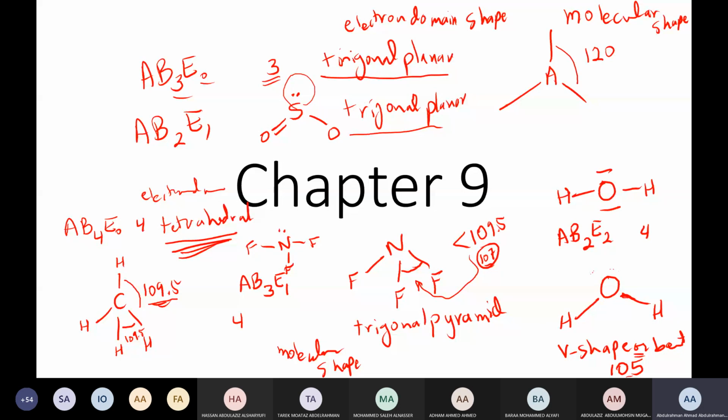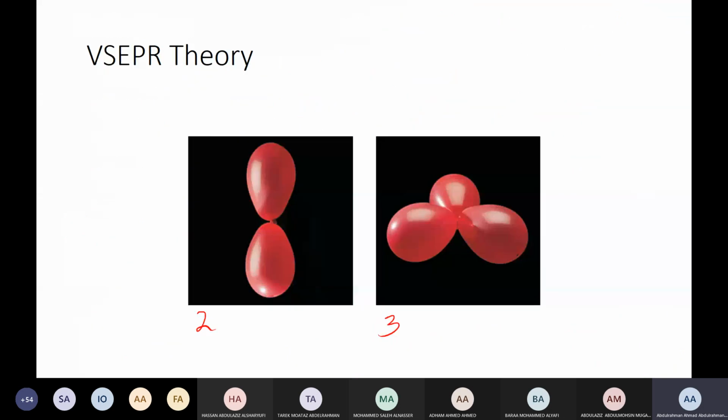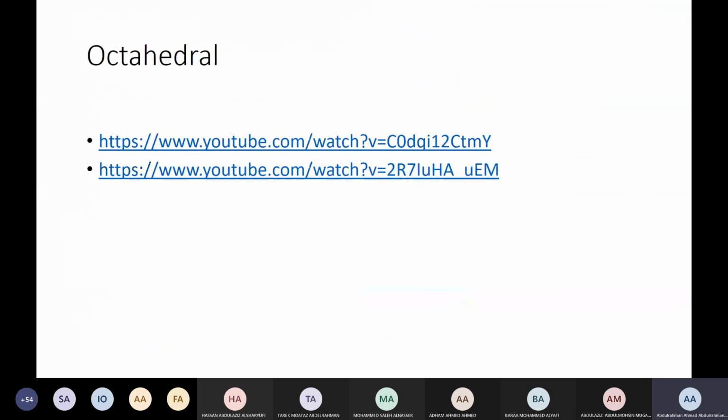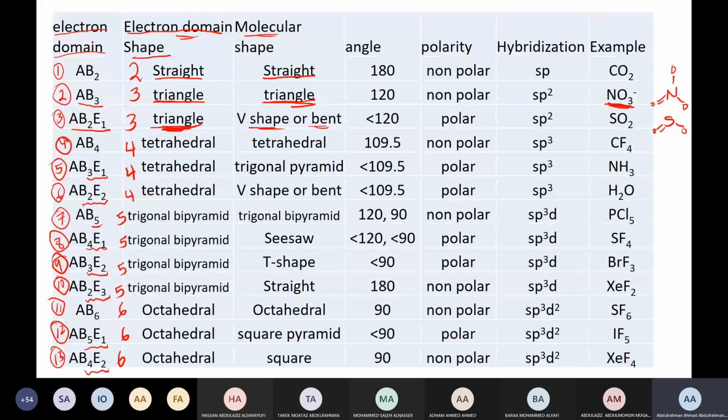Is this clear? You remember in SO2, which had one lone pair, what's the molecular shape? V shape or bent, but what's the angle? Less than 180. 120, exactly. I hope this is clear. Good. So let's go now to 5.